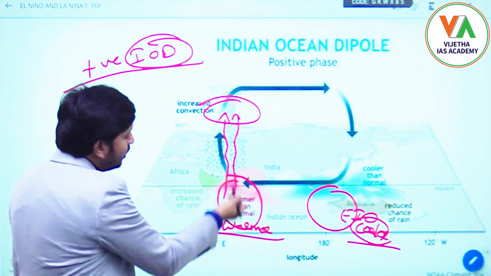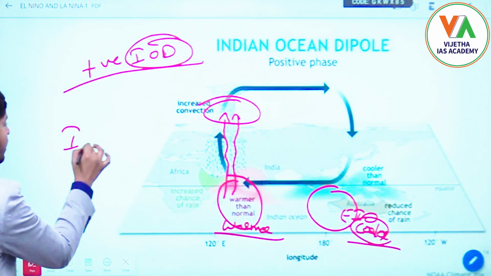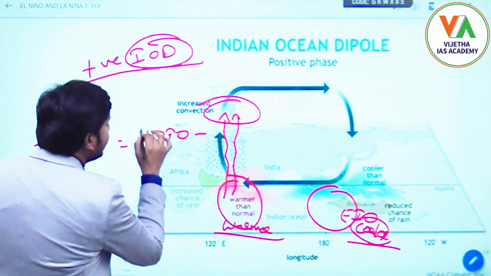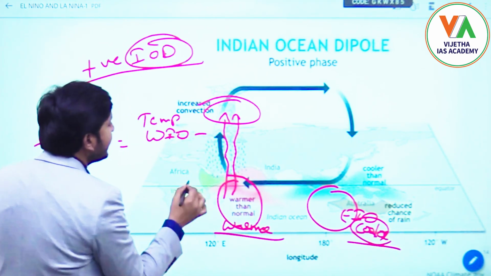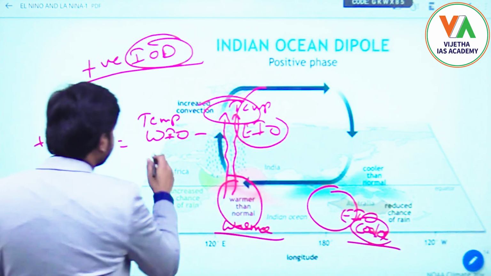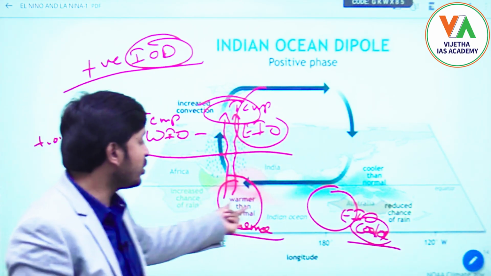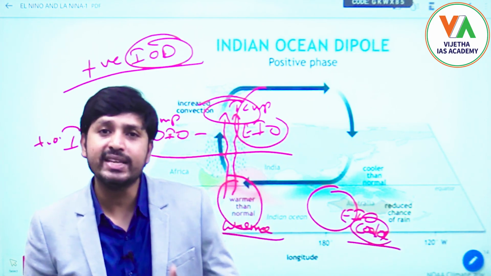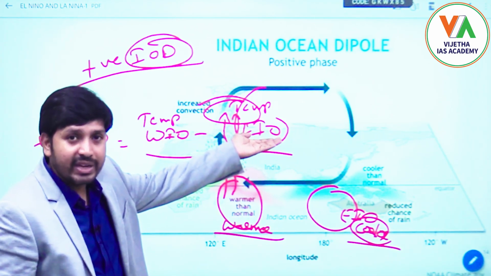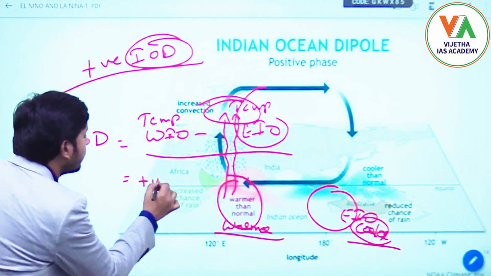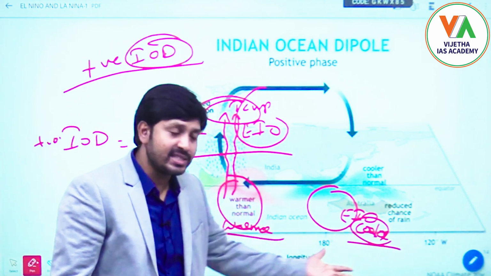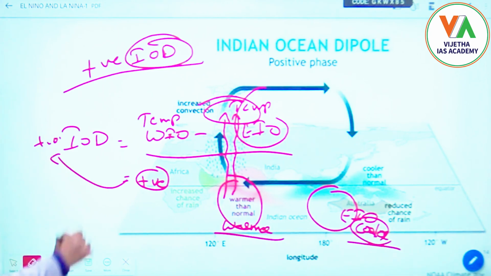So if you see, positive Indian Ocean dipole is nothing but the temperature of Western Indian Ocean minus the temperature of Eastern Indian Ocean. The temperature difference of Western Indian Ocean and Eastern Indian Ocean is called the Indian Ocean dipole. If this difference becomes positive, it means the temperature of Western Indian Ocean is higher and the temperature of Eastern Indian Ocean is lesser. So once it is positive, it is called positive Indian Ocean dipole.